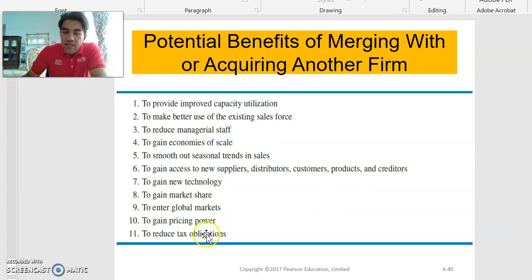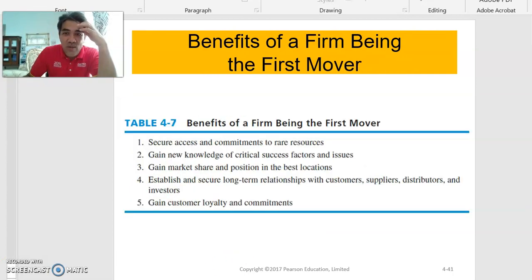These are some of the benefits if you are pursuing merger and acquisition. Of course, economies of scale. You gain market share, you can enter the global market, and then gain pricing power, reduce tax obligation, and provide capacity utilization. This part maybe we can discuss a little bit in greater detail during our session in class, especially when we do our virtual class. And the last one, the benefits of being a first mover. You are being the first in the market to introduce that particular product. So these are some of the benefits.